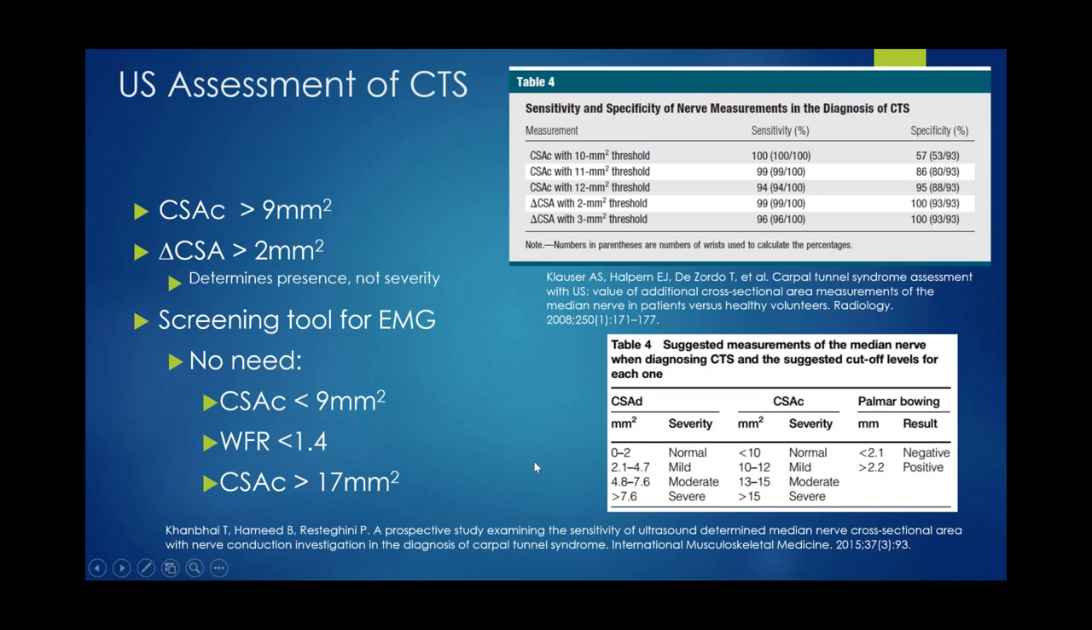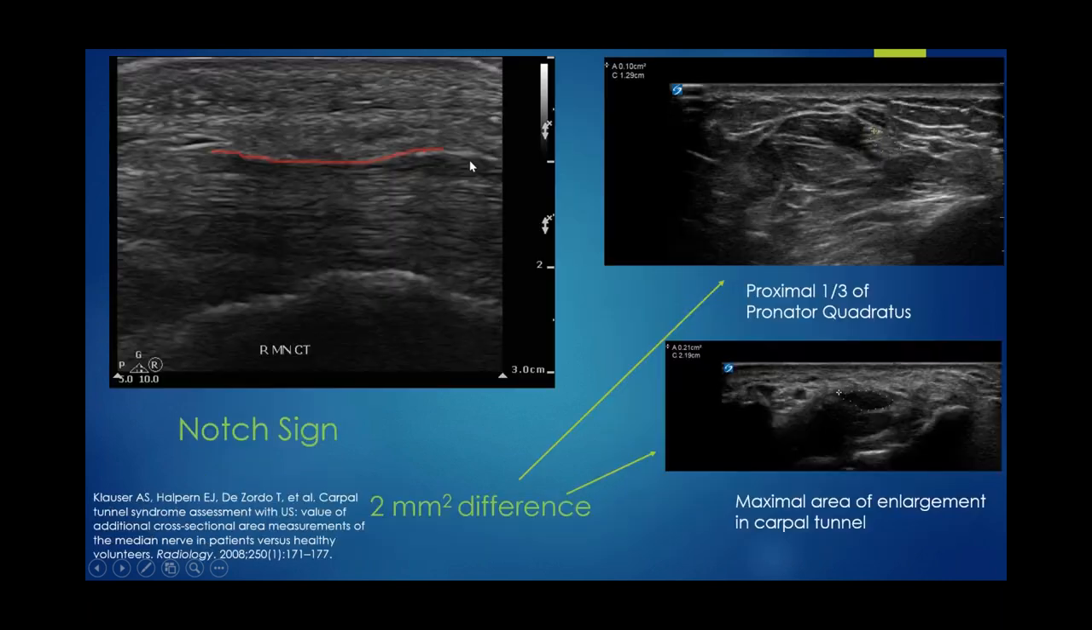In addition to size, you should also look at the echotexture. So if there is increased hypoechogenicity or enlargement of the fascicles, that would also suggest injury. If there is an indentation of the nerve by the overlying thickening of the transverse carpal ligament as depicted here, that would be considered a notch sign, the notch being compression of the nerve with enlargement of the nerve proximal and distal to the transverse carpal ligament.